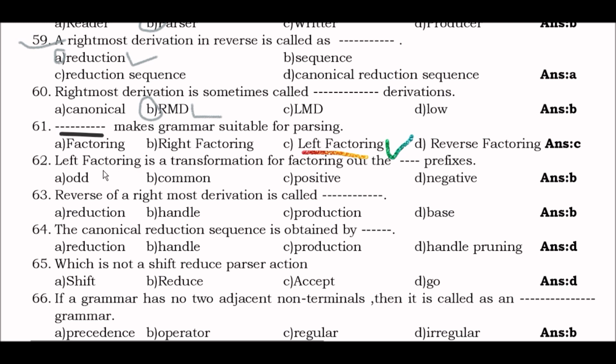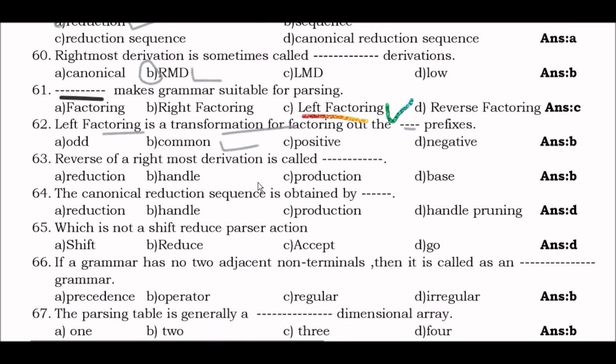Next question, left factoring is a transformation for factoring out the blank space prefix. Here the right answer is option B, common. Left factoring is a transformation for factoring out the common prefixes. Next question, reverse of a rightmost derivation is called blank space. Here the right answer is option B, handle. Reverse of a rightmost derivation is called handle in parsing.